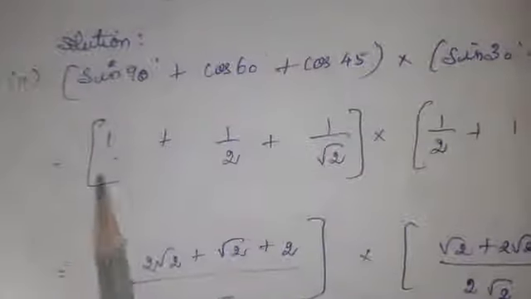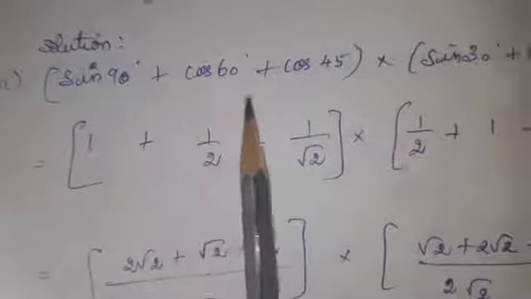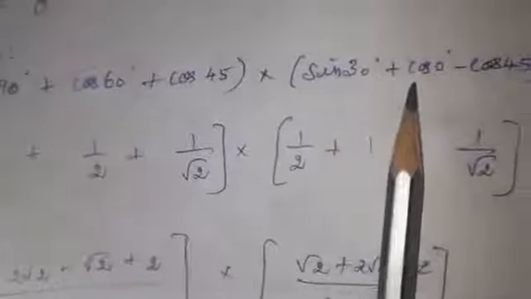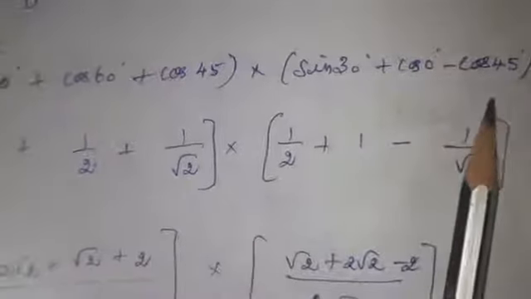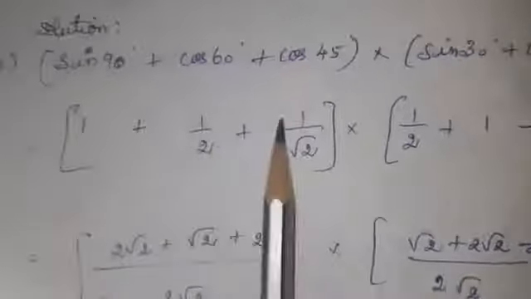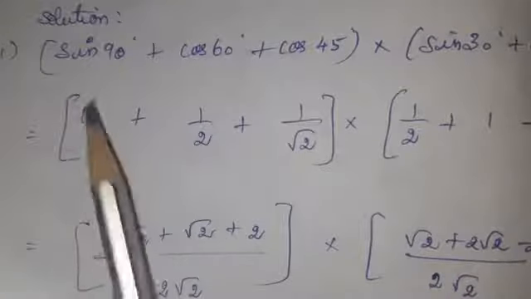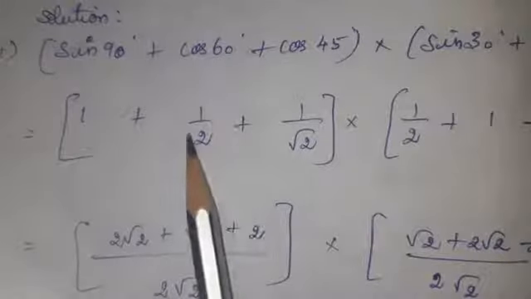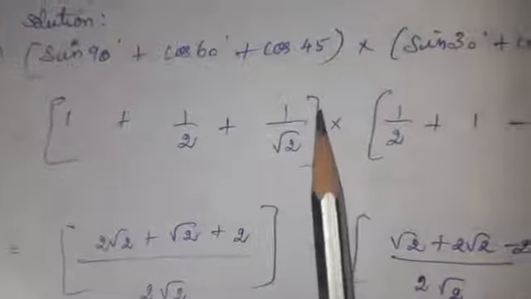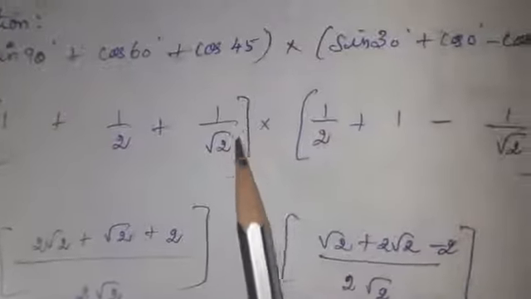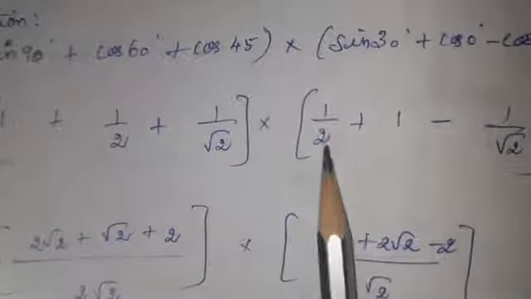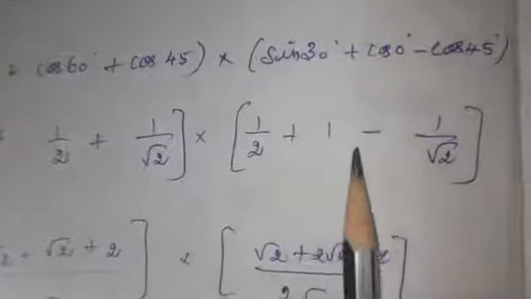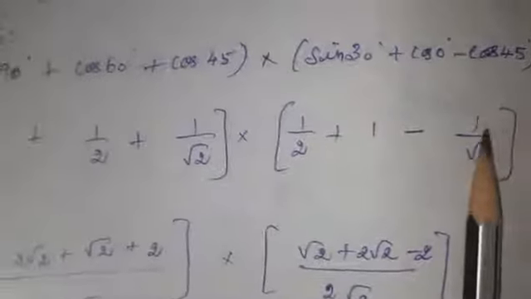Second question. Sin 90 degree plus cos 60 degree plus cos 45 degree into sin 30 degree plus cos 0 degree minus cos 45 degree. This is the question they have given. You should apply those values. Sin 90 degree value is 1 plus cos 60 degree value is 1 by 2 plus cos 45 degree value is 1 by root 2 into sin 30 degree value is 1 by 2 plus cos 0 degree value is 1 minus cos 45 degree value is 1 by root 2.